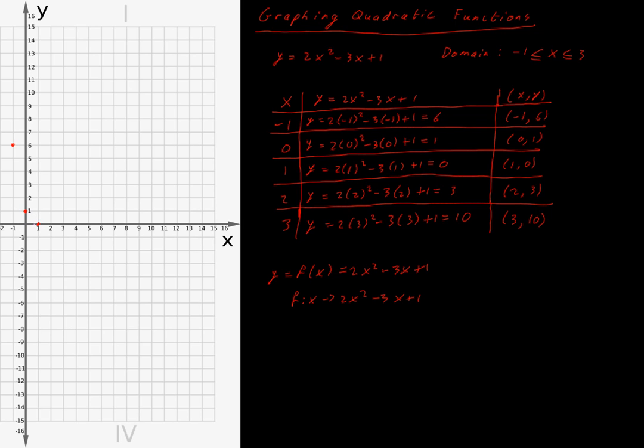Next point is 2, 3. So start at the origin, in the door 2, up the stairs 3. And our last point is going to be 3, 10. So start at the origin, in the door 3, up the stairs 10.